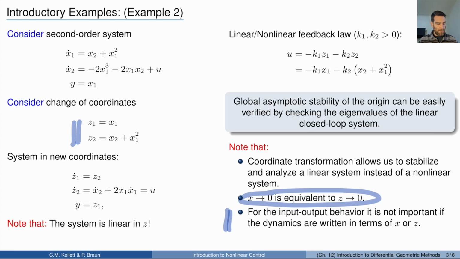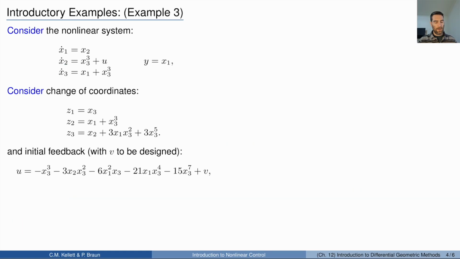Because here we simply are interested in the correspondence from u to y, which is essentially the same as going here from u to y in the nonlinear dynamics. Okay, a third example, now taking the three-dimensional nonlinear system, but again, output y is equal to x1.